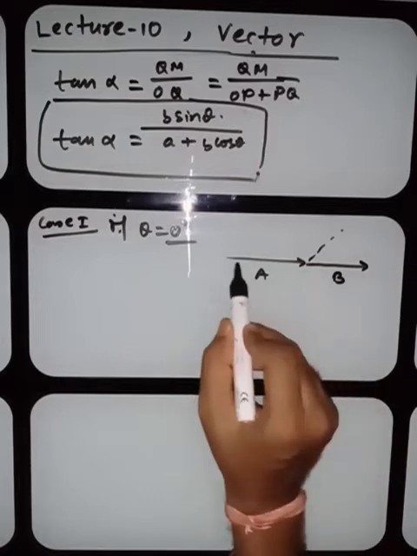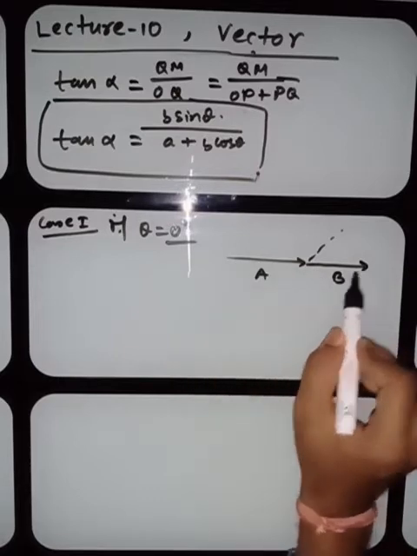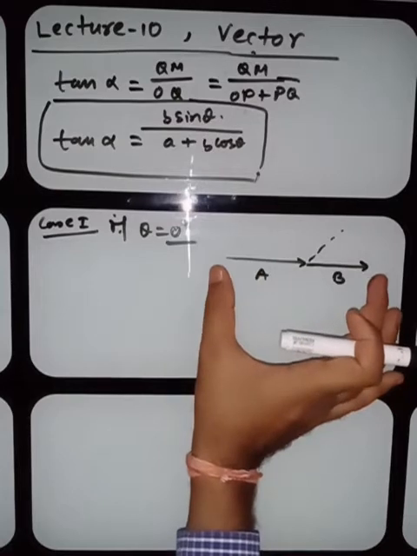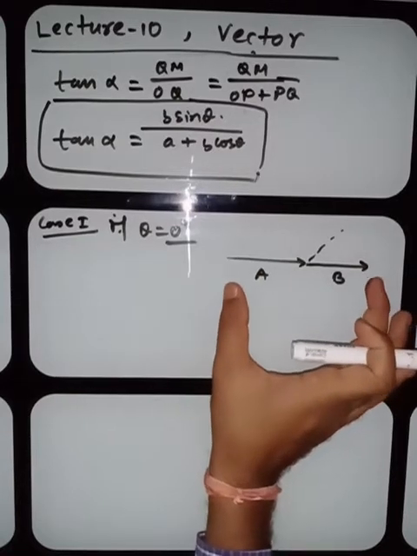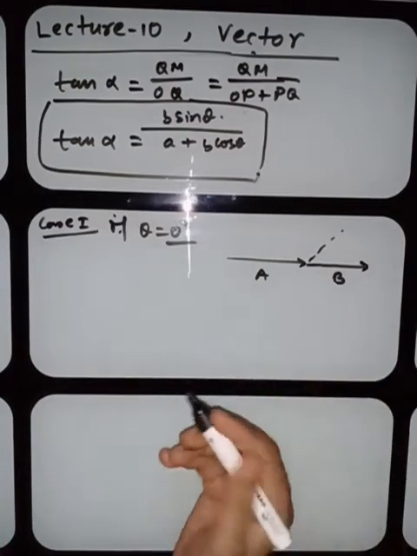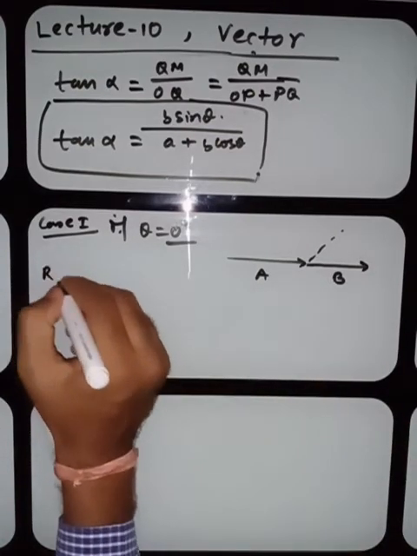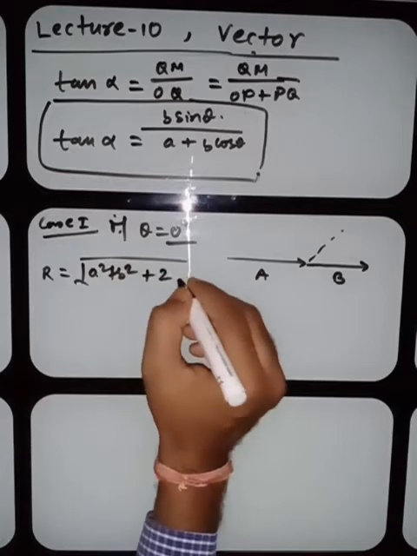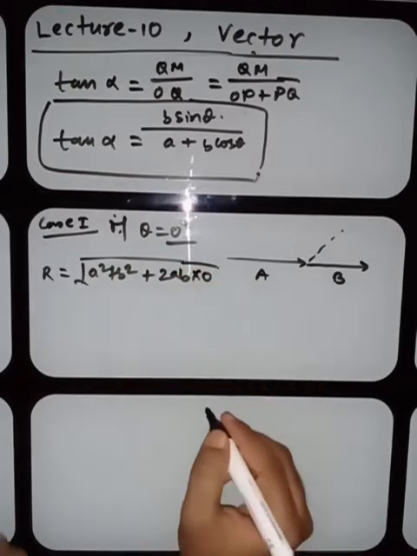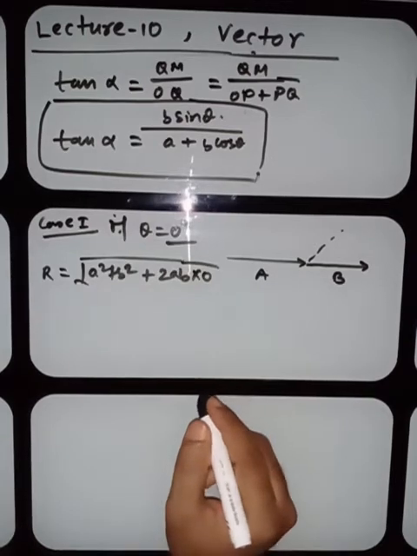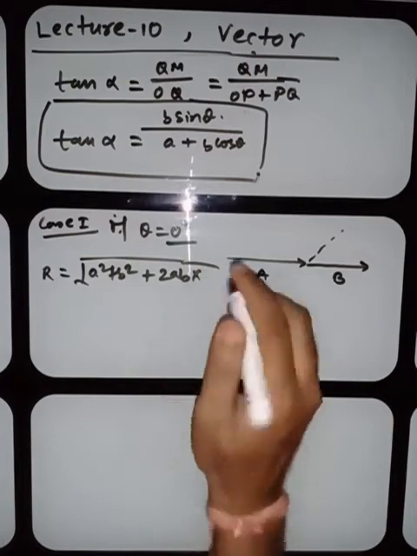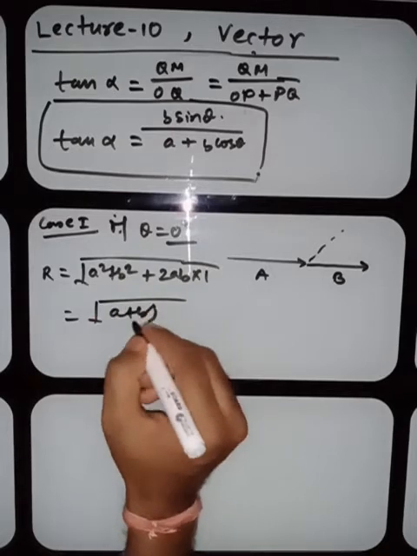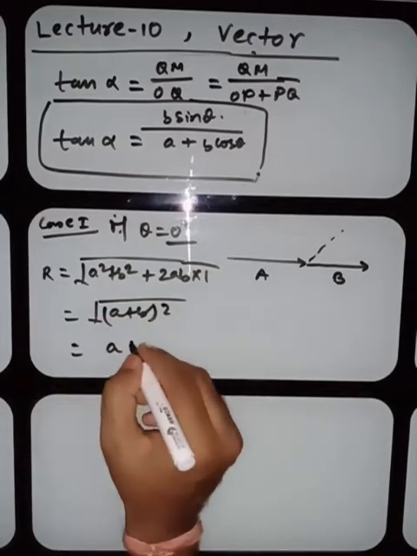What will the magnitude be? If both vectors are on the same line, that is, parallel vectors, then the magnitudes are simply added. If they have no particular angle, that is 0 degree, then they are simply added. So the resultant magnitude will be A plus B. You can find this by the formula also. Here R equals root of A square plus B square plus twice AB cos theta, and it is cos 0 degree, which will be 1. So root under A plus B whole square, and altogether we have A plus B.